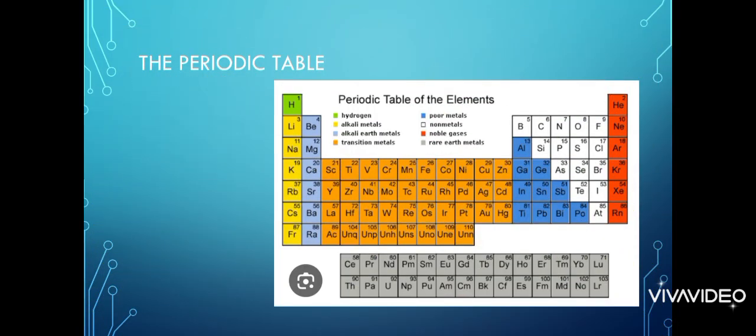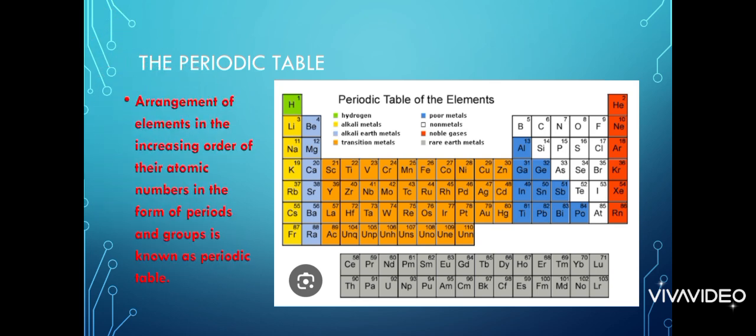This is a simple periodic table or the modern periodic table. So first of all we are going to define periodic table. The arrangement of elements in the increasing order of their atomic number in the form of periods and groups is known as periodic table. From the periodic table, you can see that the elements are arranged in the increasing order of their atomic number. For example, first one is hydrogen with atomic number 1, second one is helium He with atomic number 2, third one is lithium Li with atomic number 3, and so on. So this is the arrangement of elements in increasing order of their atomic numbers.